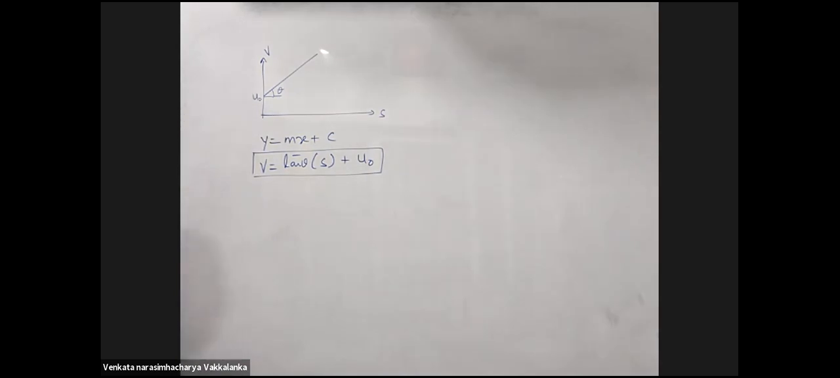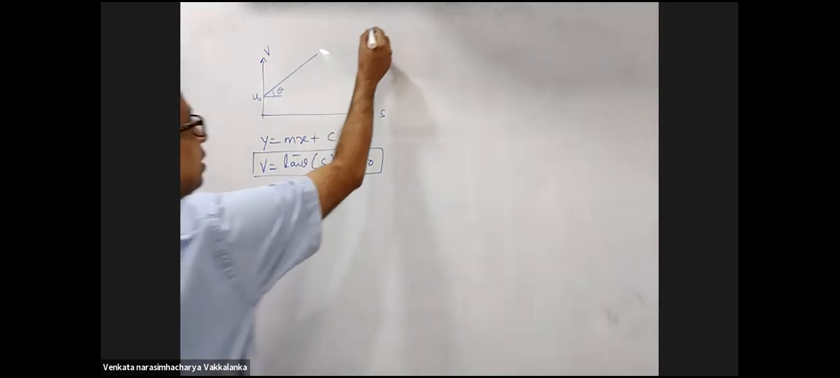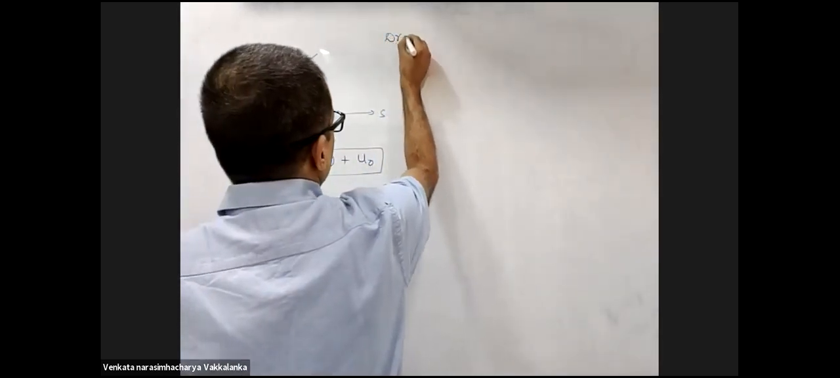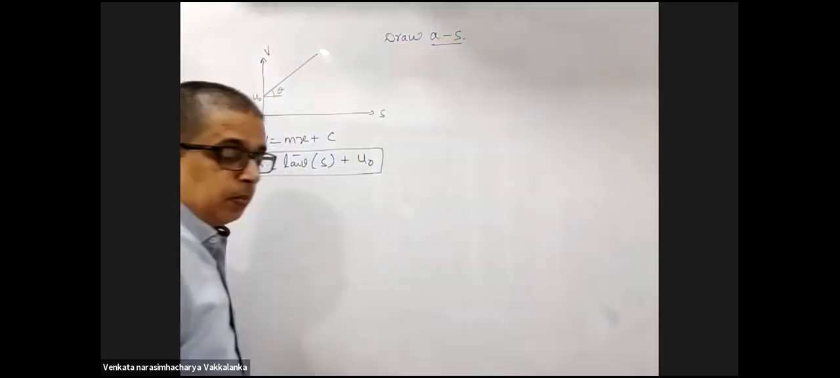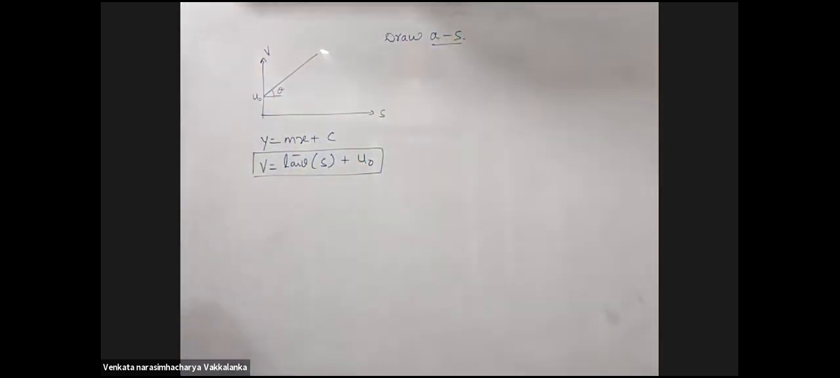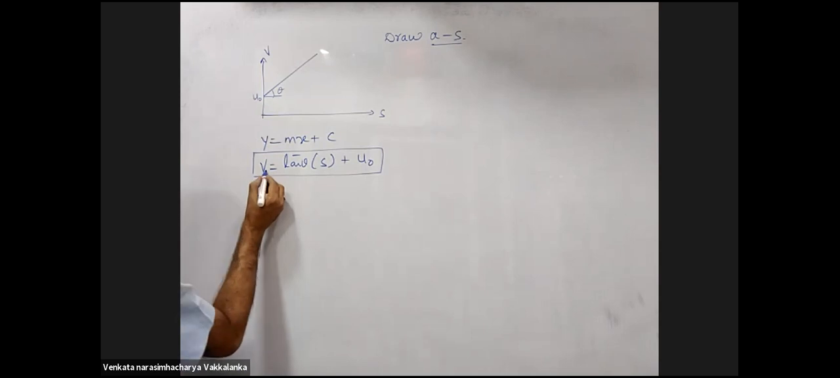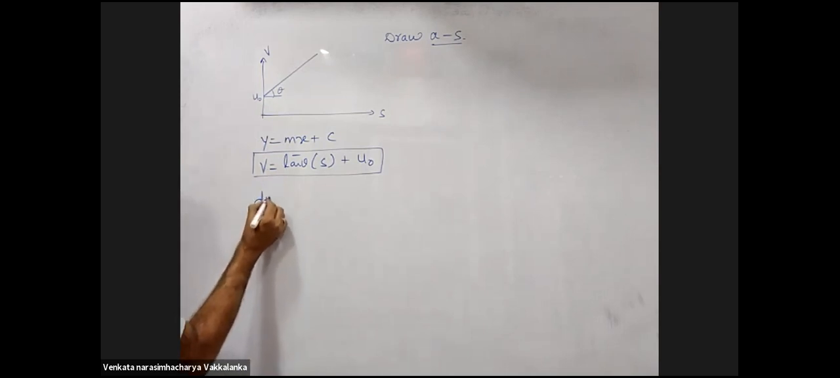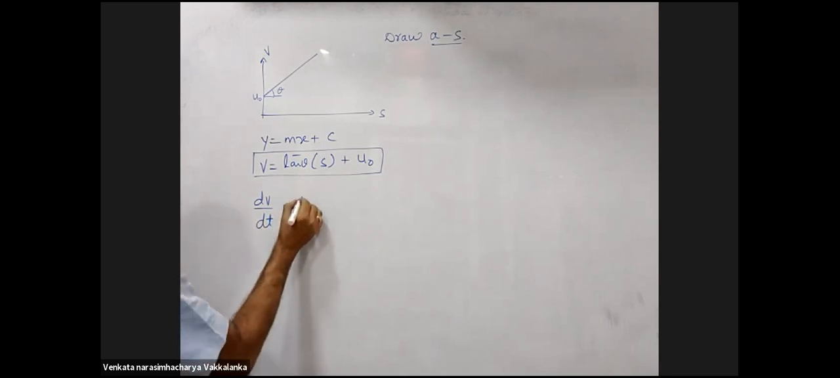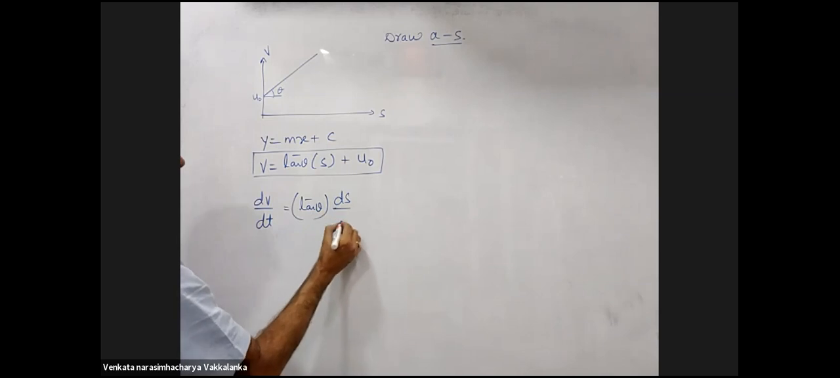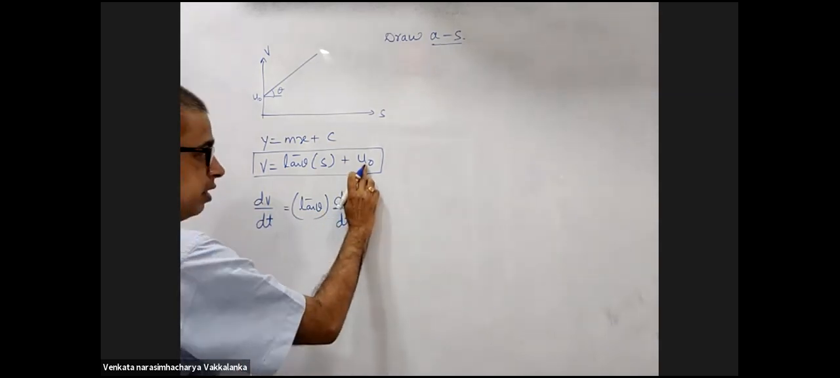Now they'll ask you to draw the acceleration versus displacement graph. How do you do that? Now here I will differentiate this. dv by dt is tan theta, which is the slope, into ds by dt. Differentiation of the constant is 0.